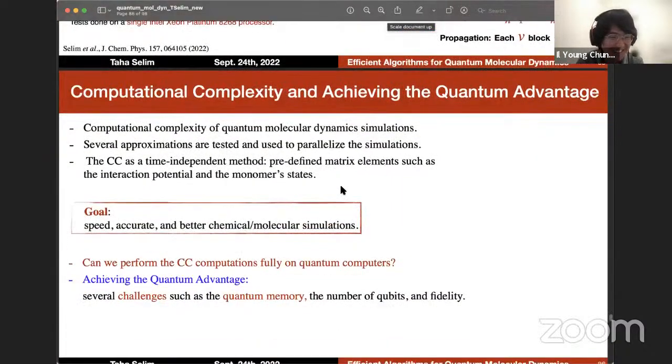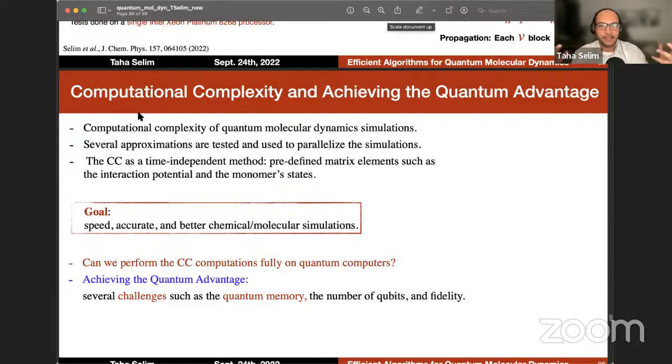Okay. So now we have seen the computational complexity of these quantum molecular simulations and dynamic simulations in general. We have seen that several approximations are tested, and they took a lot of time to be tested and make sure that they reproduce the correct physics. These approximations are used to parallelize the simulation. So they are really used for that.